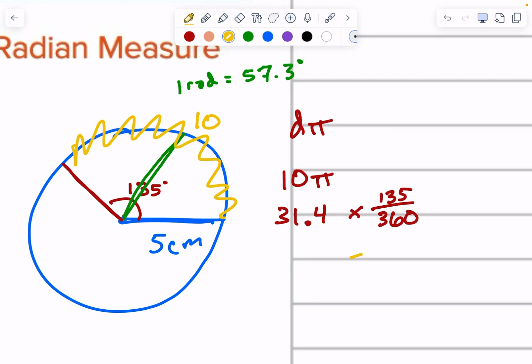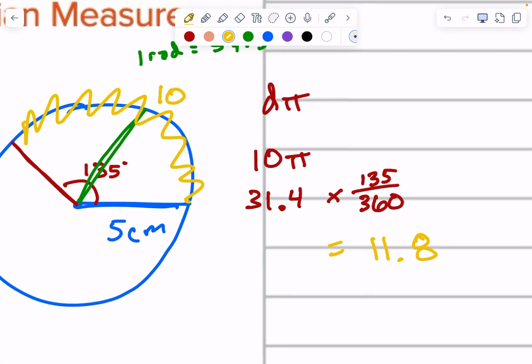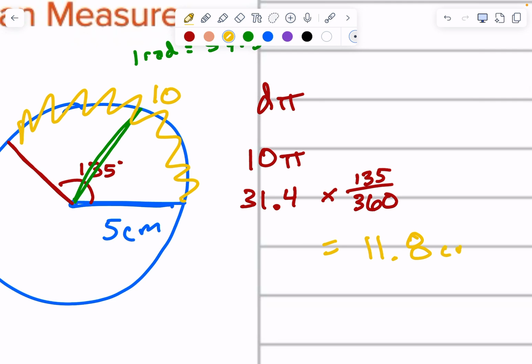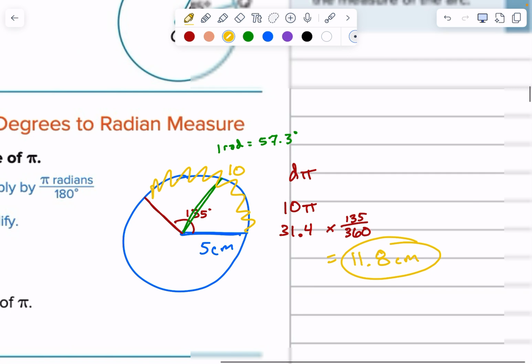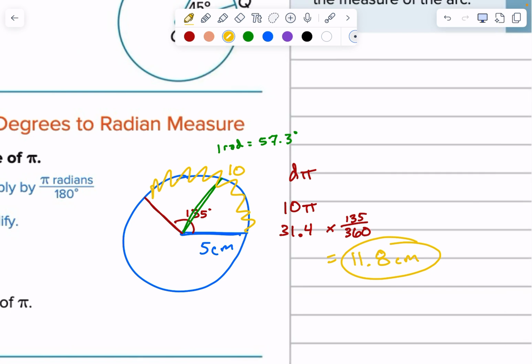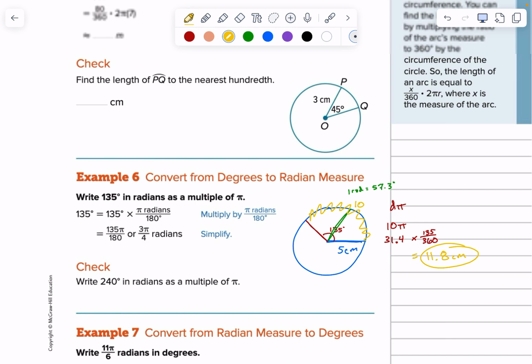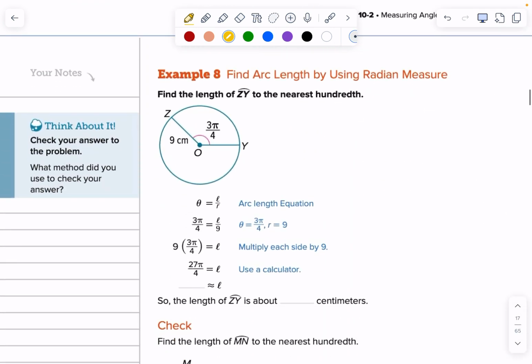How many radiuses are there? 1 radian is 1 radius length, and there are 6.28 radiuses around the circle. That makes sense? 11.8, whatever this is, centimeters. Do you see how that works? So you can guesstimate whether the answer even seems reasonable. Yes, it does. It's a little over 2 units of 57 degrees, right? All right, skip that.